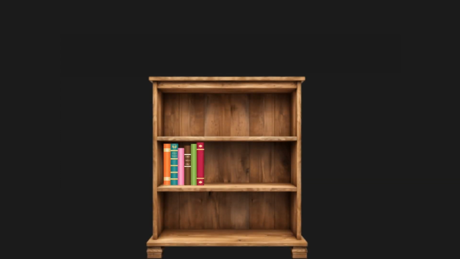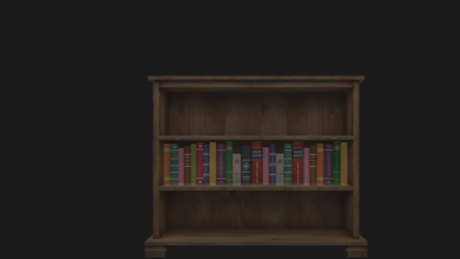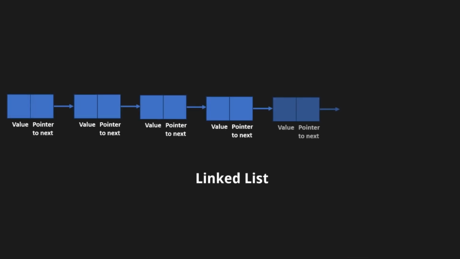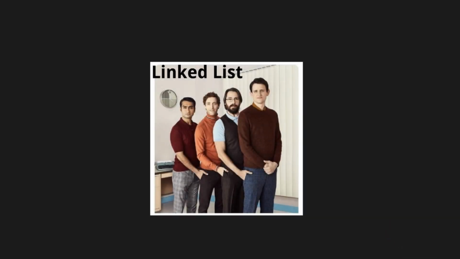Now, what if your bookshelf could keep expanding, adding books no matter how full it gets? That's where linked lists come in, offering dynamic memory allocation that grows and shrinks as needed. Welcome to session 11, where we explore how linked lists solve the limitations of arrays and give you the flexibility to manage dynamic data in real-world systems.